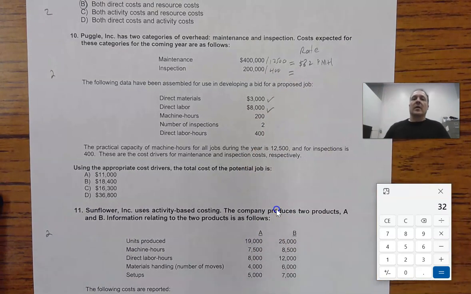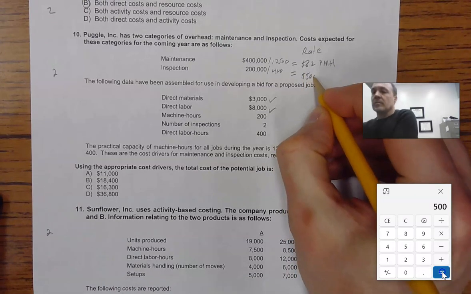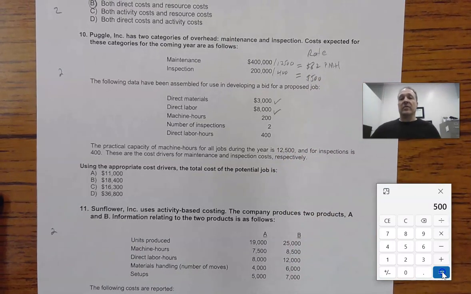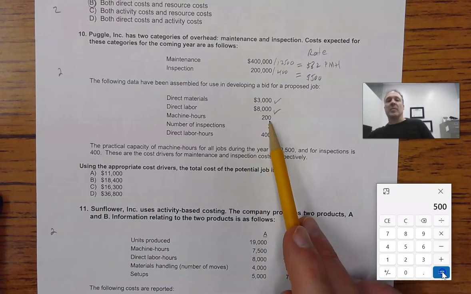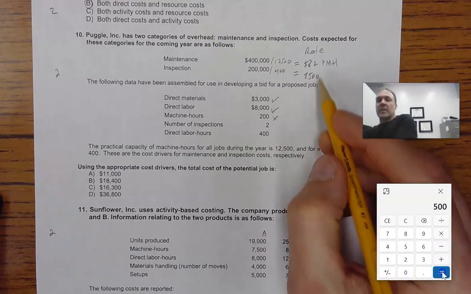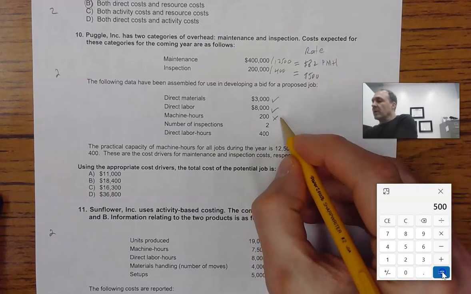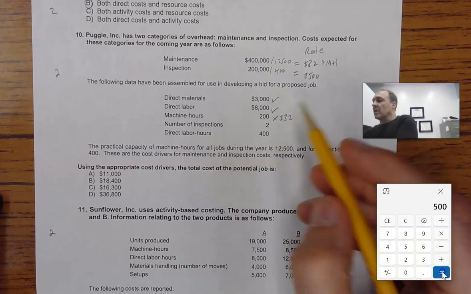Okay, so let's go ahead and calculate our rate there. $200,000 in inspection cost driven by 400 inspections is a rate of $500 per inspection. Now all we have to do is drop down here and see, for this particular job, how many machine hours did we use? Well, we used 200. We're going to multiply that by our $32 rate. And then we had, thankfully, only 2 inspections since they're $500 a pop.